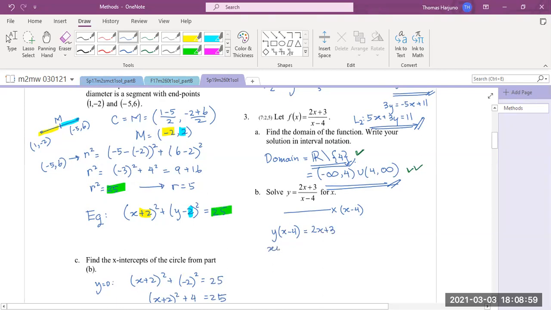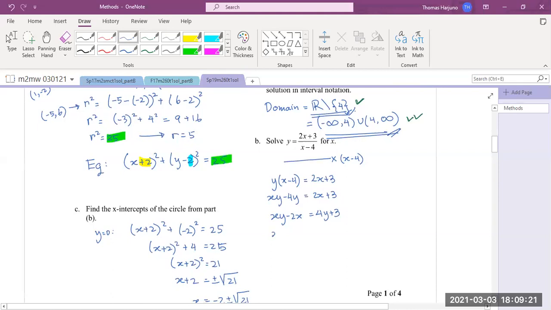Then I distribute: xy minus 4y equals 2x plus 3. Get the x terms on the same side, and the one without x, you move it to the other side. Then the key step is to factor the x out, and the next step, we will divide by y minus 2. So x equals (4y plus 3) over (y minus 2). Okay, that's the question.